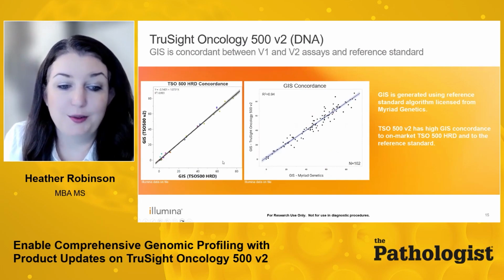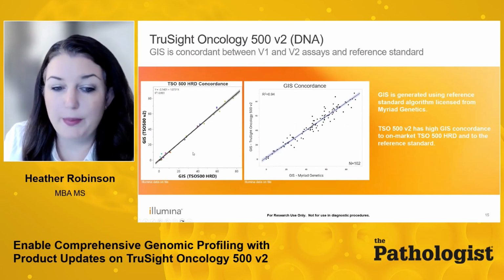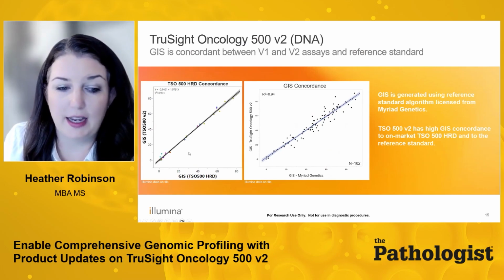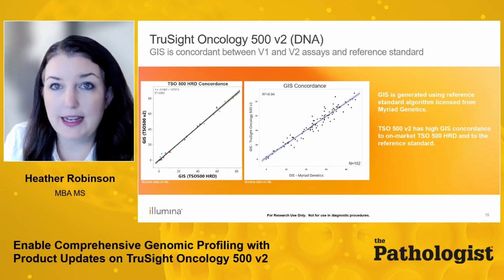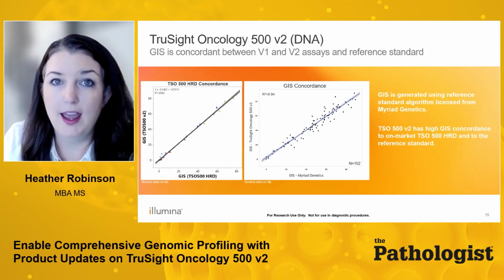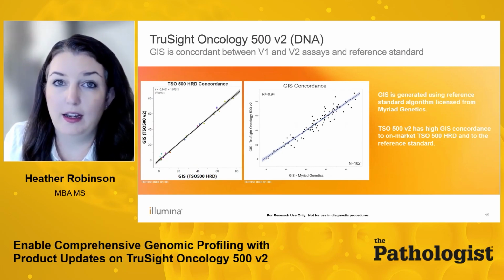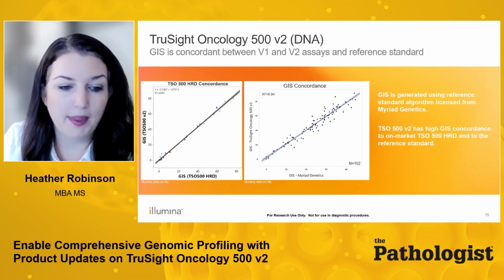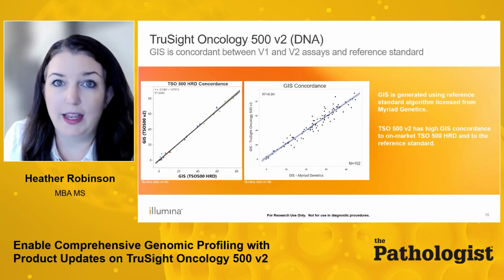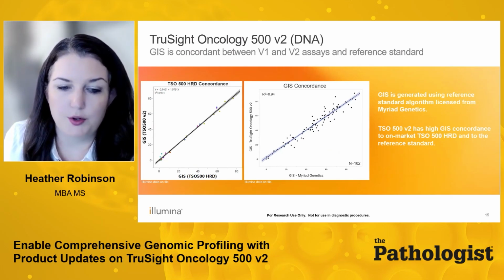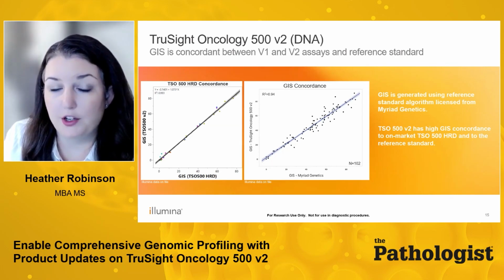TSO 500 V2 also reports the Myriad genomic instability score for HRD detection using an algorithm that's licensed from Myriad Genetics. The HRD panel is included in every kit so that GIS can be generated for every sample. With the V2 assay, GIS is highly concordant to our version 1 assay and highly concordant to the reference standard HRD test.